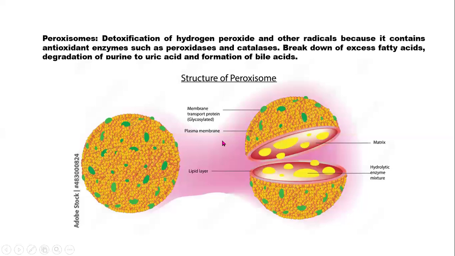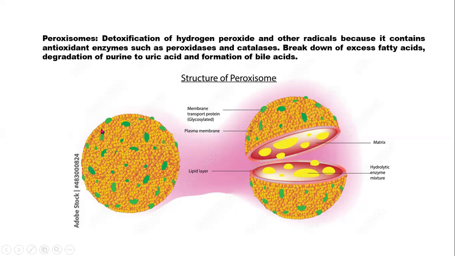So the next, we have the peroxisomes, which carry out the function of detoxification of hydrogen peroxide and other radicals because it contains antioxidant enzymes such as peroxidases and catalase. It carries out the function of breaking down excess fatty acids, degradation of purines to uric acid, and formation of bile acid. So this is the structure of peroxisome.